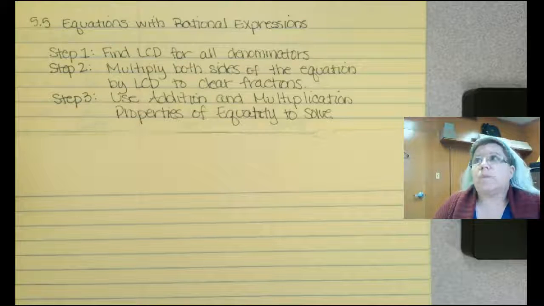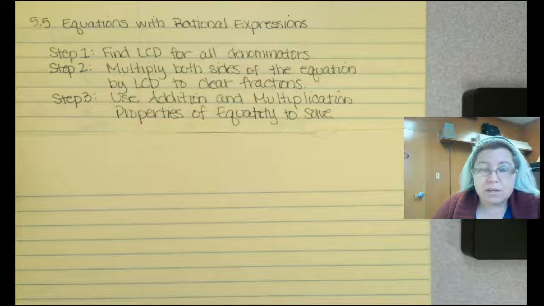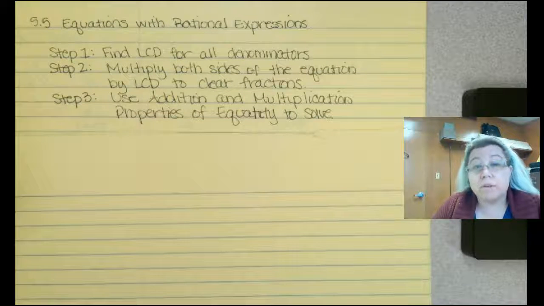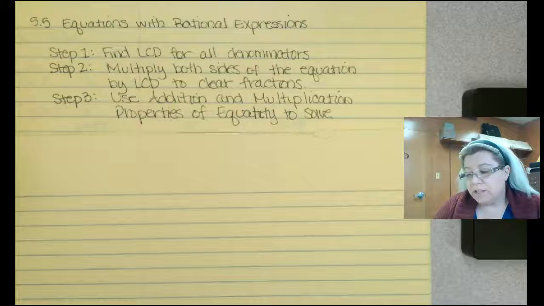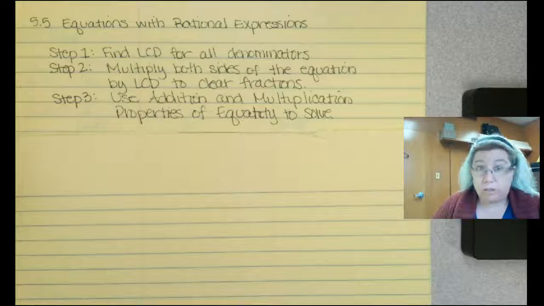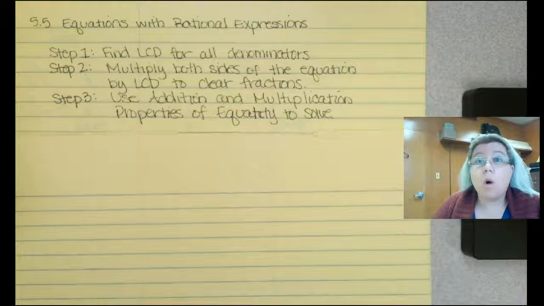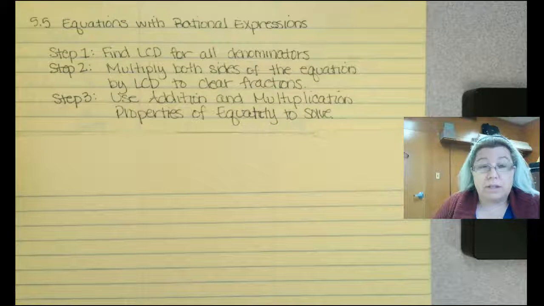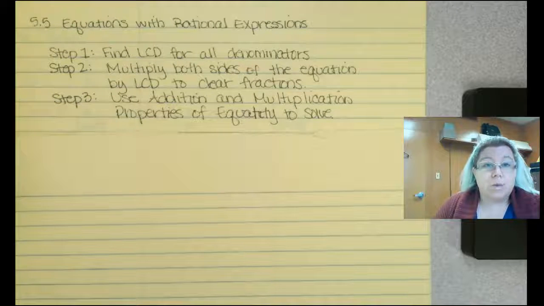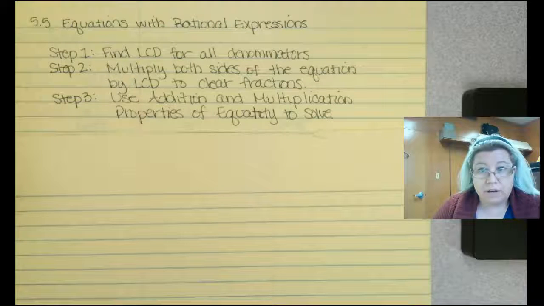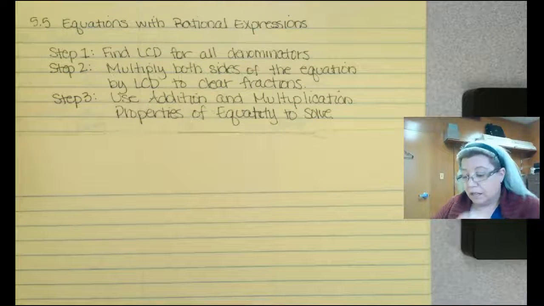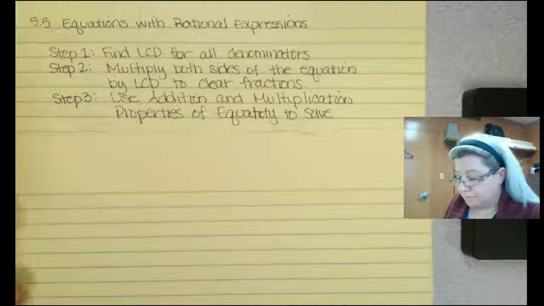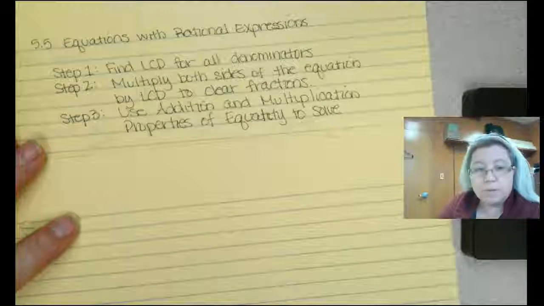When working with math, we really do want to just follow the steps that are set up for us. We want to follow those rules. So when solving equations with rational expressions, the first step is to find the LCD for all the denominators. Then we multiply both sides of the equation by that LCD to clear the fractions. We use the addition and multiplication property of equality to solve for our variable. So that's kind of it. There are three major steps.